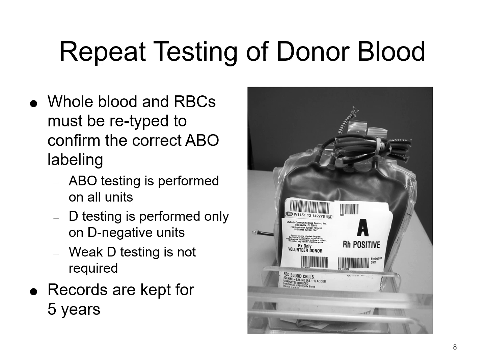Weak D testing is not required, because if you've got D on that immediate spin, it's just confirming that it was labeled properly. The testing facility, or the donor center, will do the weak D testing as part of their workup when they're doing that donor testing. Now, records for your donors or your units have to be kept for 5 years. That's just a little side note there.